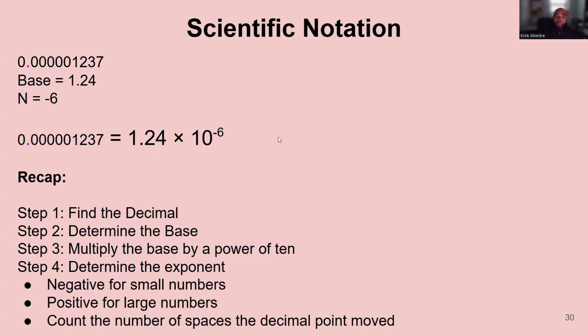So again, we know our steps. Step 1, identify the decimal. Step number 2, determine the base. Step number 3, multiply by a power of 10. Step number 4, determine the exponent. Large numbers have positive exponents. Small numbers have negative exponents. Count the number of spaces the decimal moves.